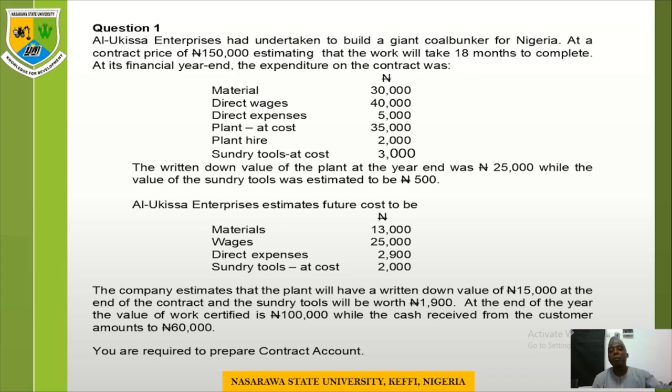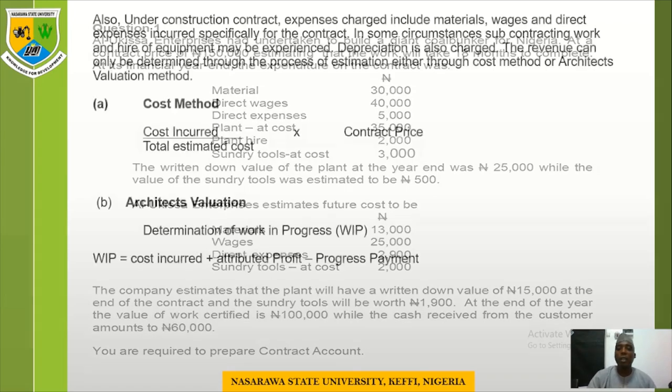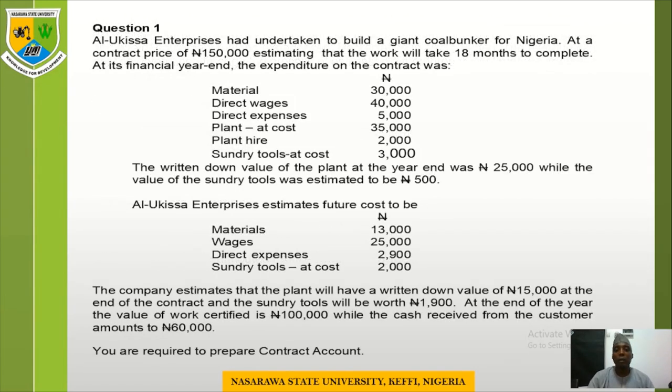The plant has suffered a written down value, the initial of 2,500, then it has further suffered an additional written down value, to the tune of about 15,000. Then the depreciation of plant now becomes 25,000 minus 15,000, which will give the value of our plant as about 10,000.